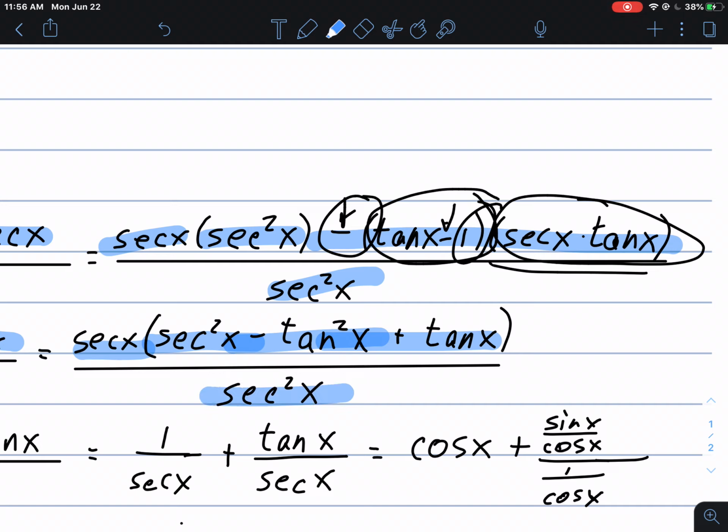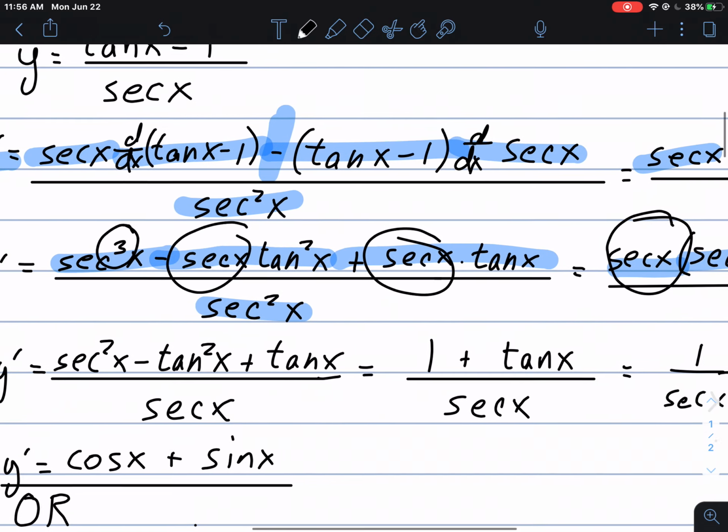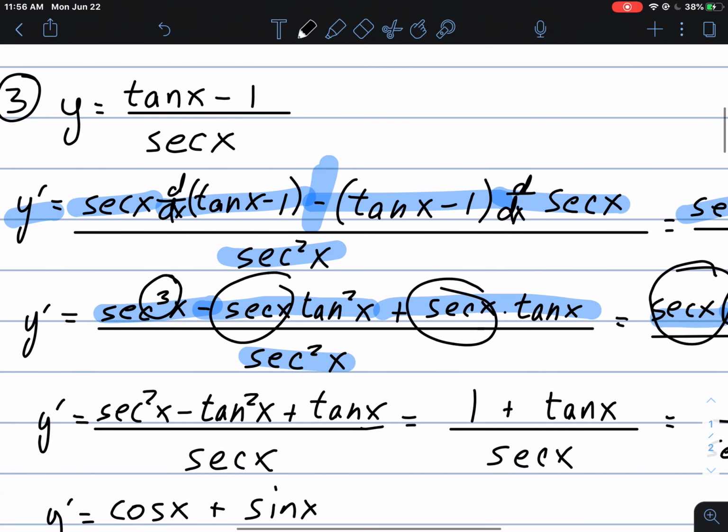And another reason I went ahead and factored out the secant is, notice I can simplify the fraction, because now I can divide out that secant in the numerator that I just factored out with one of these secants in the denominator. So that leaves me with the numerator, secant squared minus tan squared plus tan, all over secant. I'm able to divide out one of the secants.